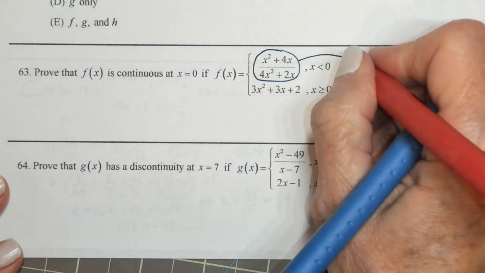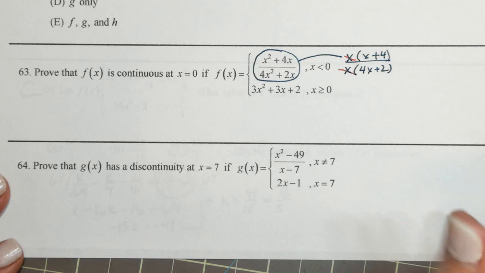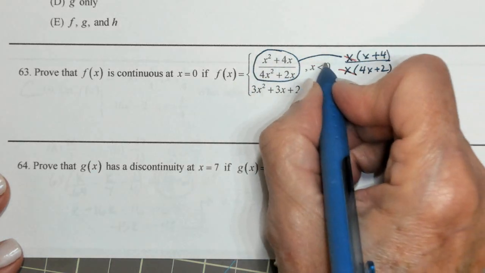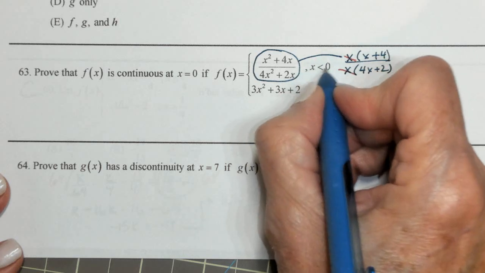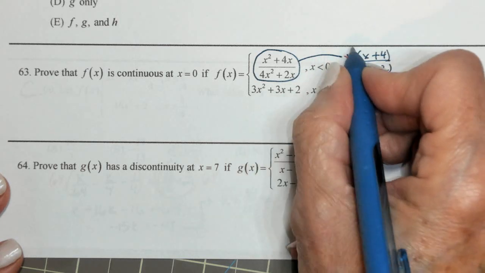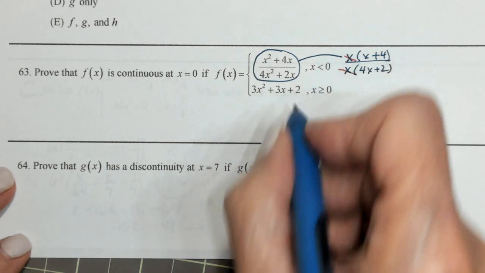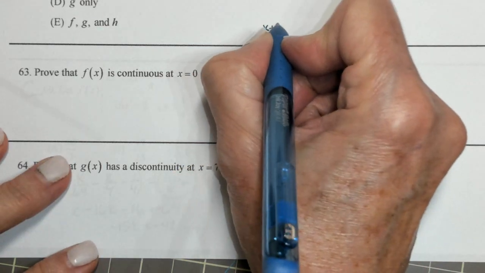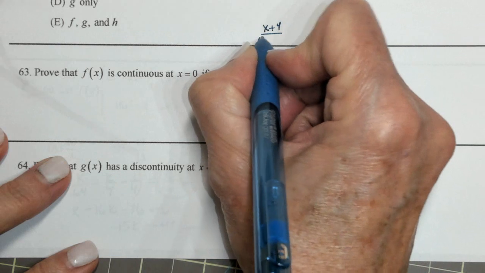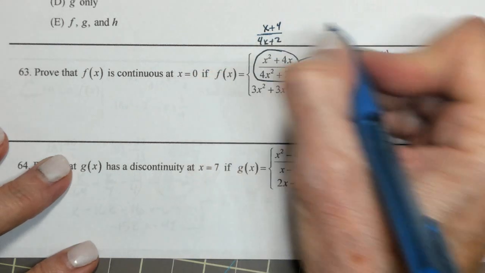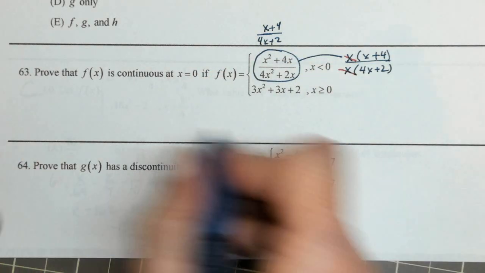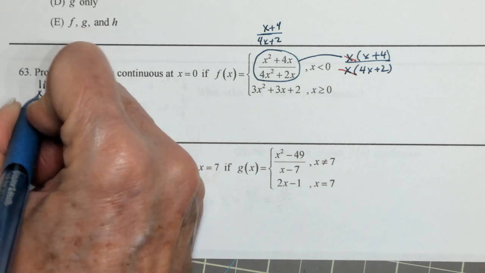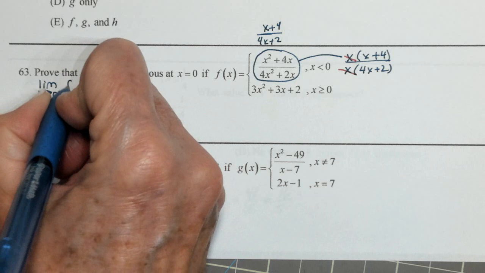Now, these are going to reduce out. These reduce out, by the way, because x is not 0. If this included 0, I would have to keep them. This reduces to x plus 4 over 4x plus 2.